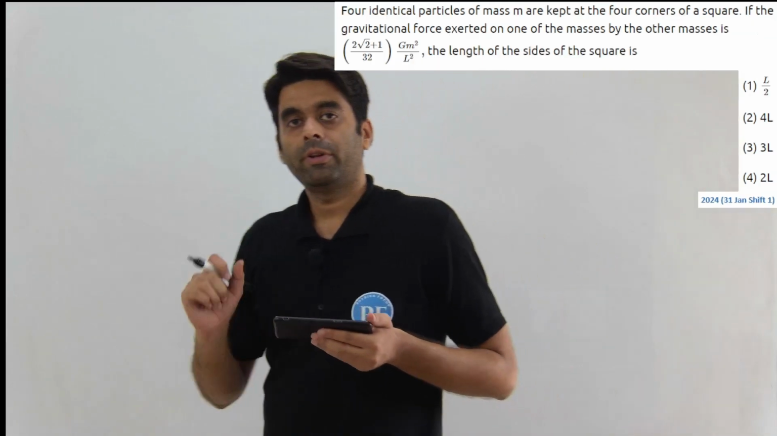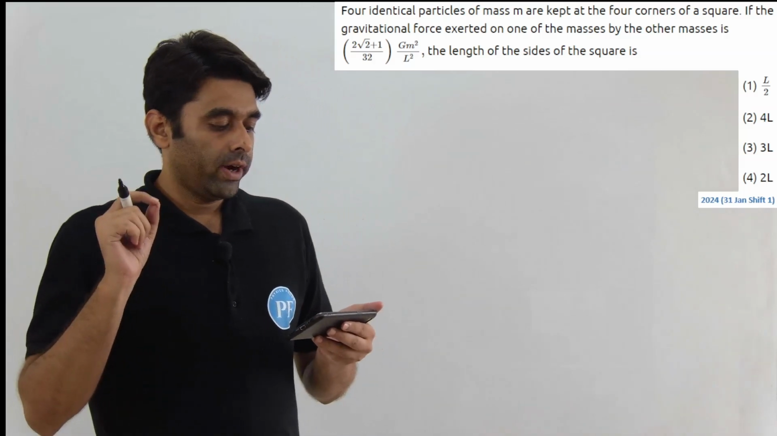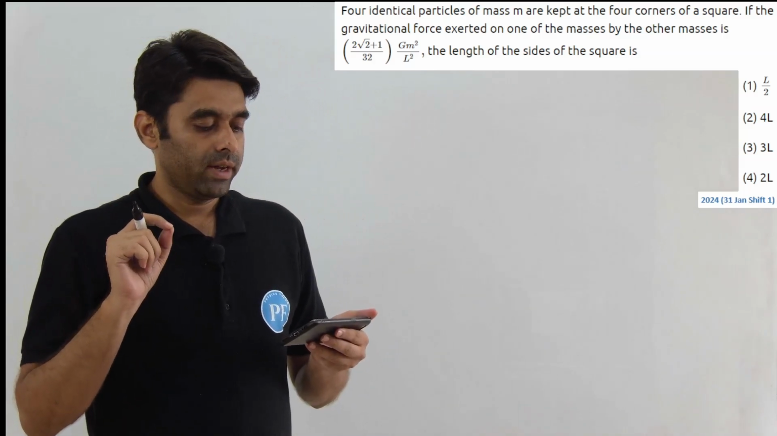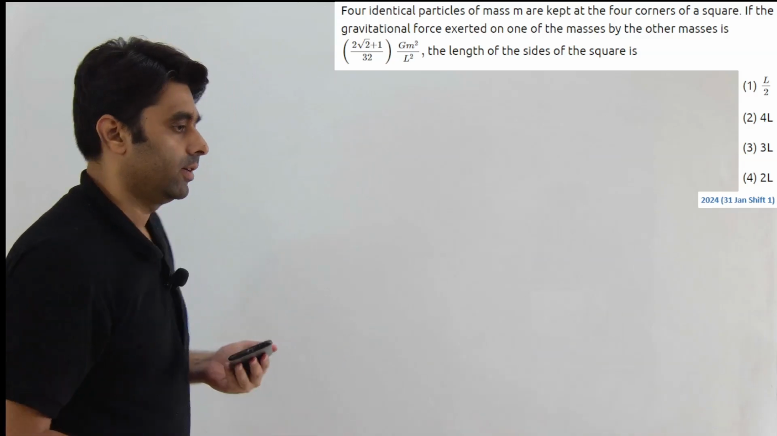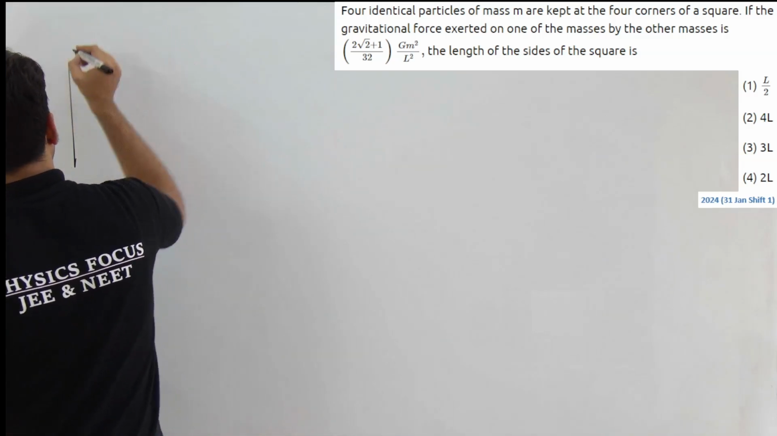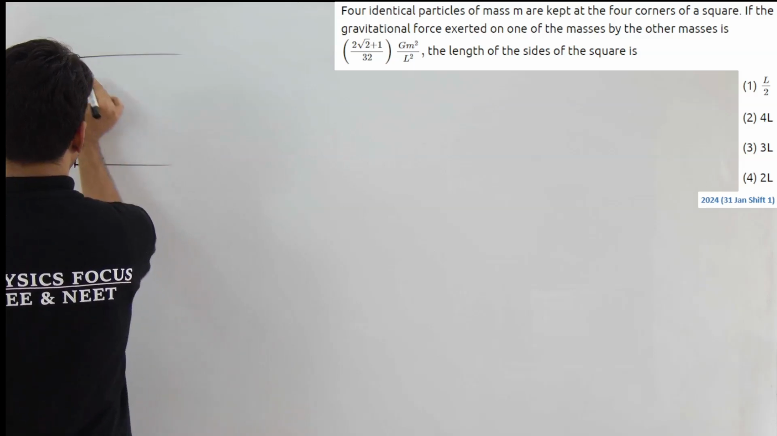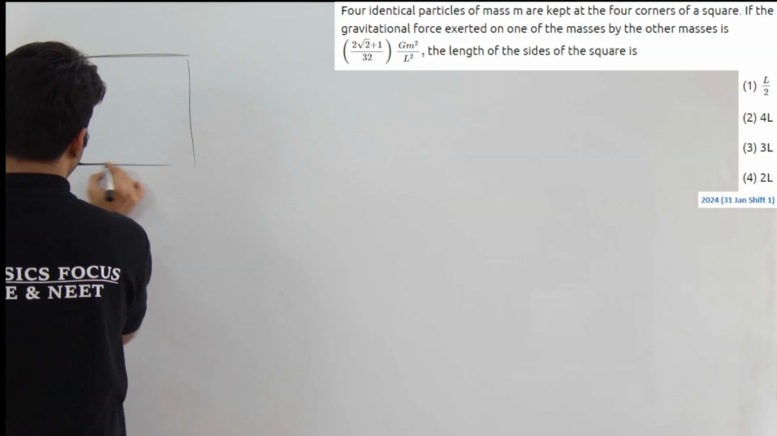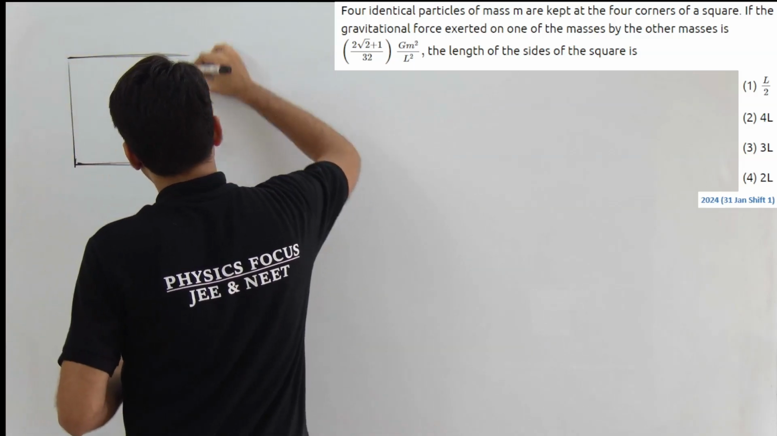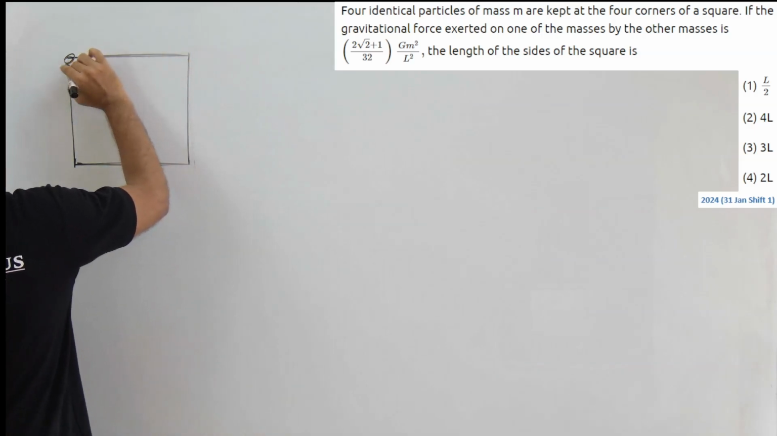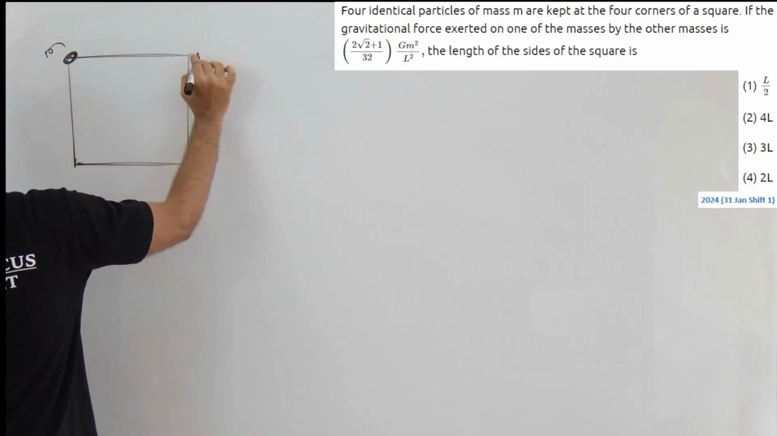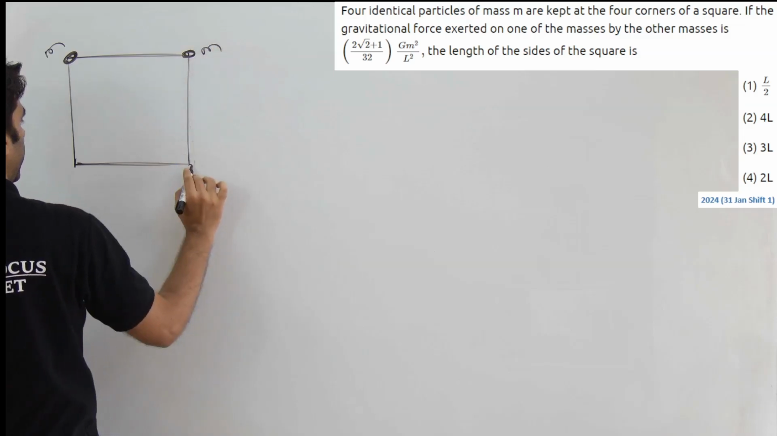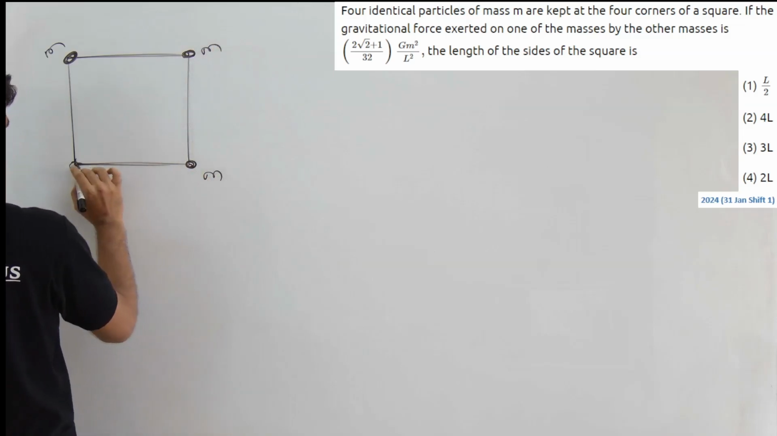Okay, so the question given to us is: 4 identical particles of mass m are kept at the 4 corners of a square. Let's draw the situation. A square, with 4 identical particles kept at the corners, that is mass, let's say m, m, m and m.